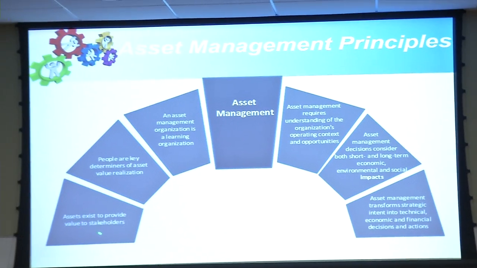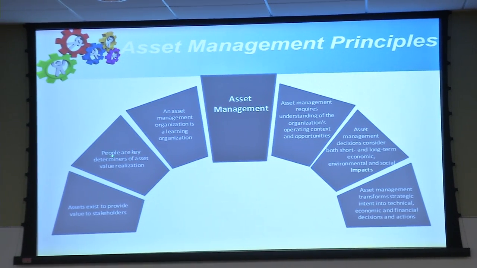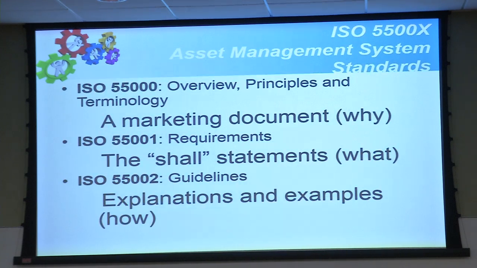That standard says assets exist to provide value to the stakeholders. People are the key determiners of asset value realization. An asset management organization is a learning organization. So these are the elements, the principles of asset management. The key elements are organization objectives, then asset management policy, objectives, asset management planning, asset lifecycle activities, planning, execution, and going back and changing all this all the time.